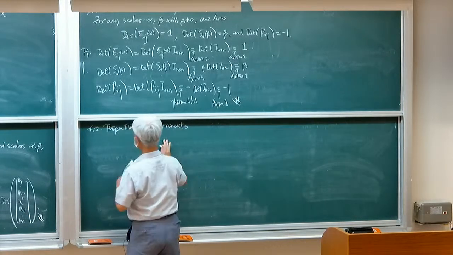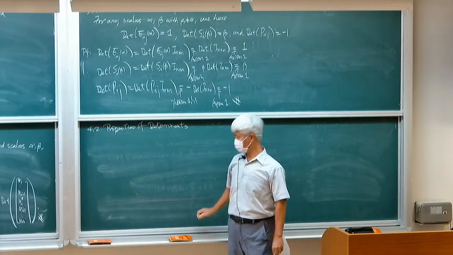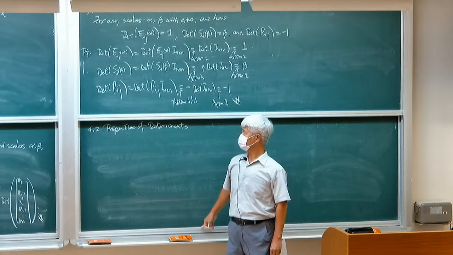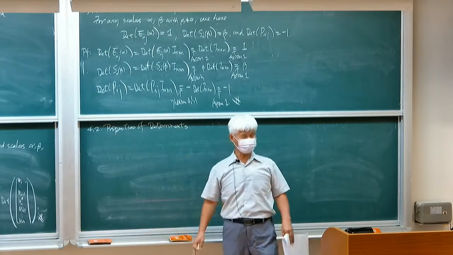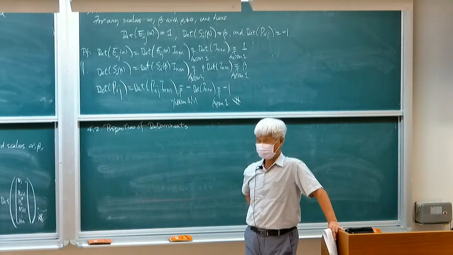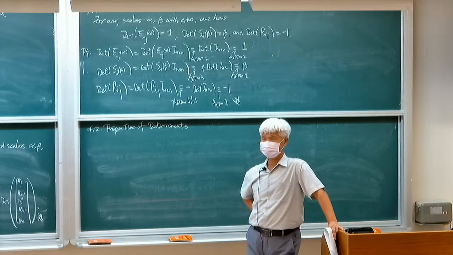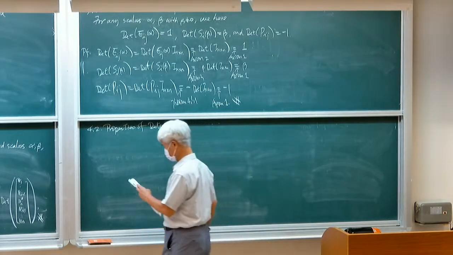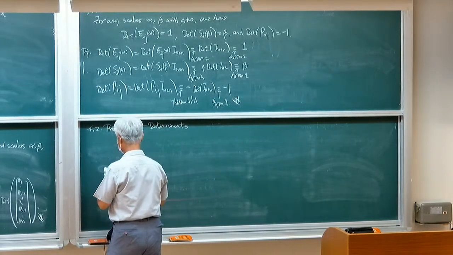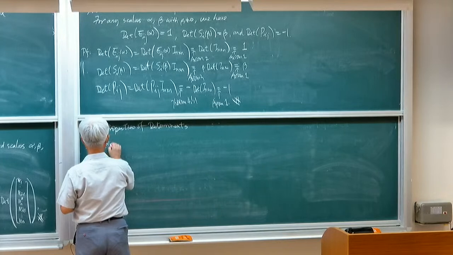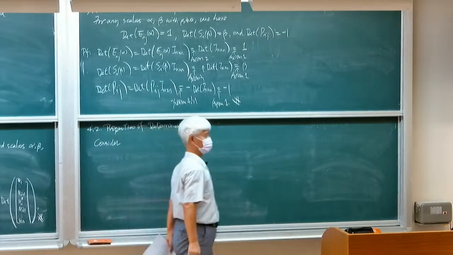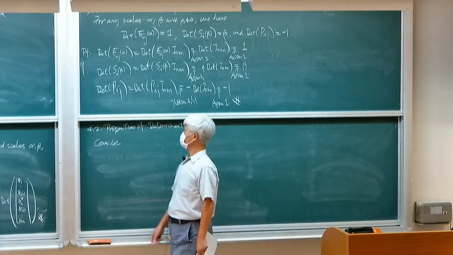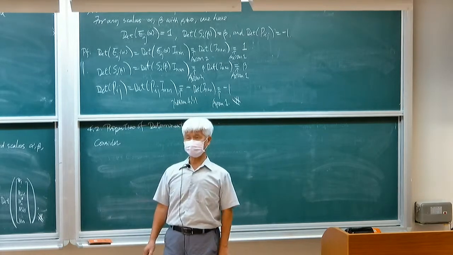All right, so in this section, I would like to study further properties of determinants. But the main purpose of this section is to prove the existence and uniqueness of the determinant function on n by n matrices. We first prove the uniqueness and existence of the determinant function on 2 by 2 matrices.